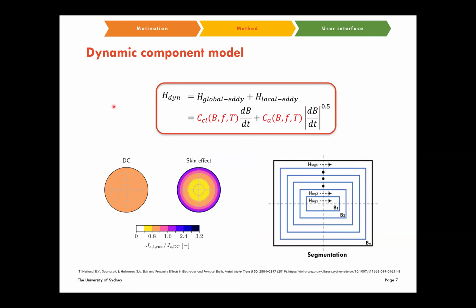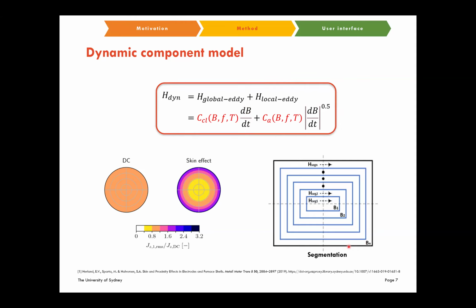The next part is the dynamic component. You can trace back to the Steinmetz equation, also the loss separation law, and you'll obtain this analytic equation. It's quite simple, but this equation is only applicable under low frequency, because at high frequency you will have skin effect, which makes your flux density and eddy current not uniform across the whole cross-section. To alleviate this effect, we use segmentation.